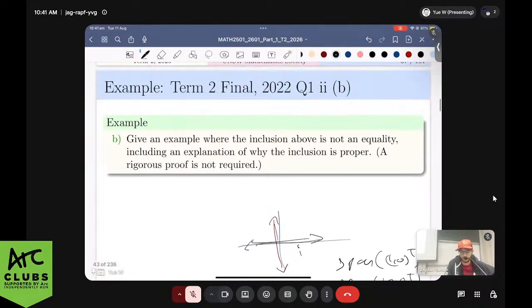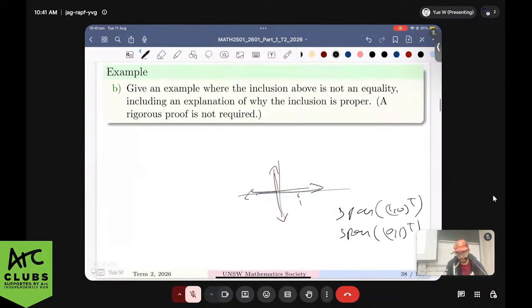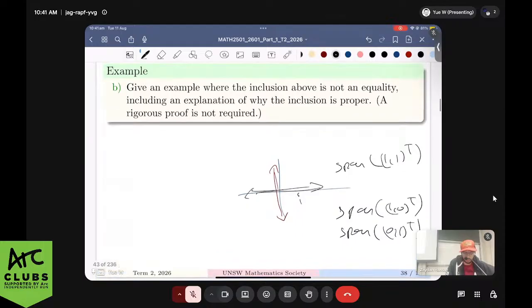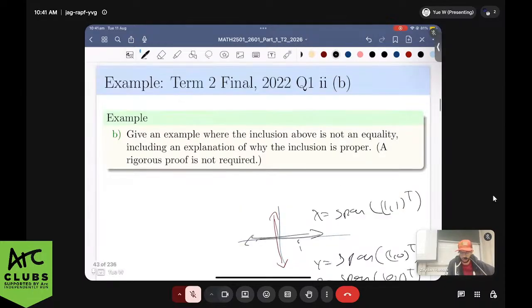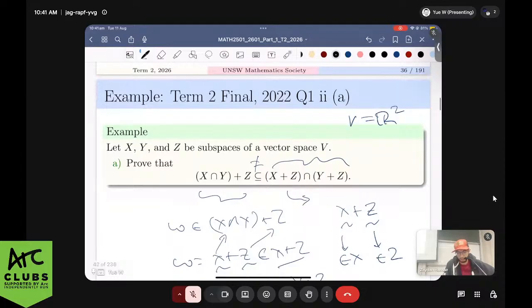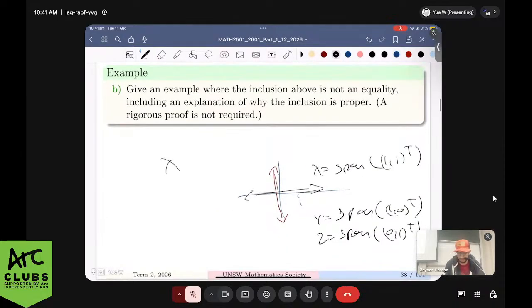We need another one for z. You could just do span of (1, 1) or something. Just choose any line that works. Now you can check, will this actually give us what we want? So I'll say x equals this, y equals this, and z equals this. Now let's check what would happen. X intersect (y plus z). Okay, so what is x intersect y? I didn't actually draw the third line, so let's do that.